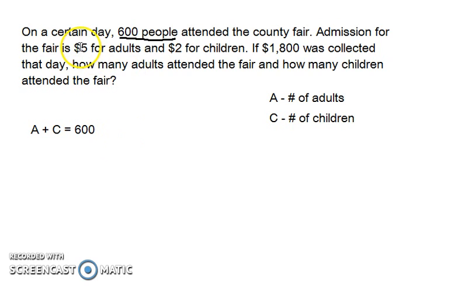And also, since it was $5 admission for adults and $2 admission for children, they collected $1,800. For every adult that came in, they got $5, and for every child that came in, they got $2. So that should add up to $1,800. So if you put that into an equation, they got $5 for every adult plus $2 for every child for a total of $1,800.